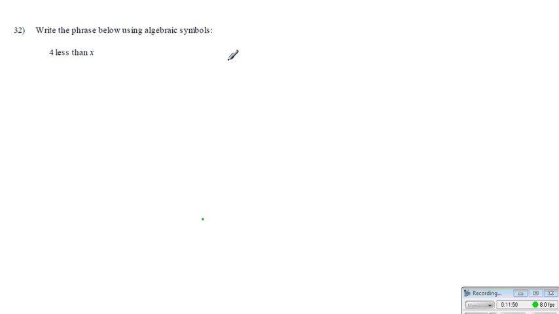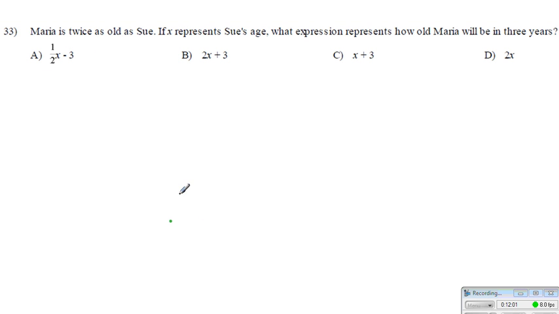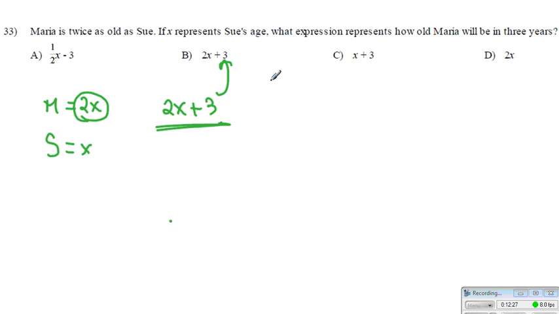Alright, number 32. 4 less than x, that means x minus 4. That's how to write it. Make sure you switch the order. Number 33. Maria is twice as old as Sue, so that means m will be equal to 2x. Now, x represents Sue's age, which expression represents how old Maria will be in 3 years. Currently it will be 2x, but in 3 years we have to add 3, 2x plus 3, which will be choice number B.